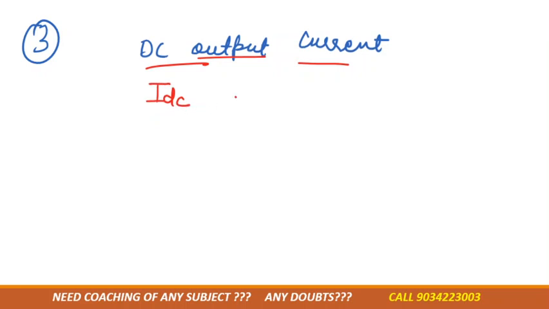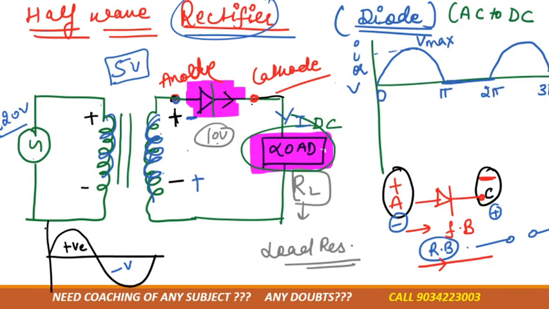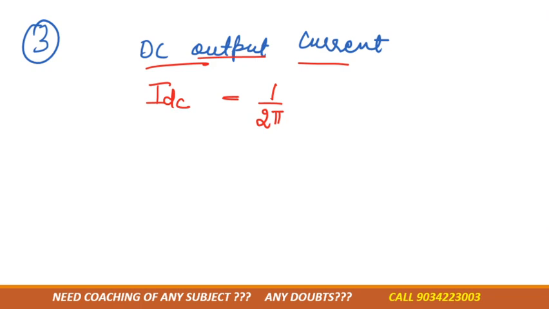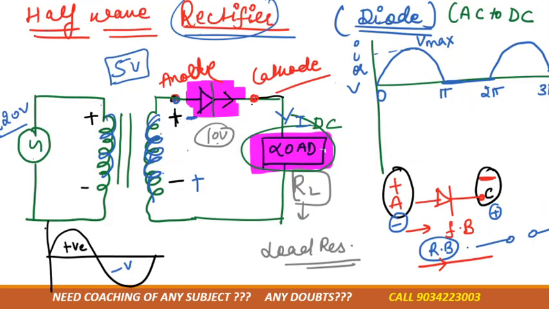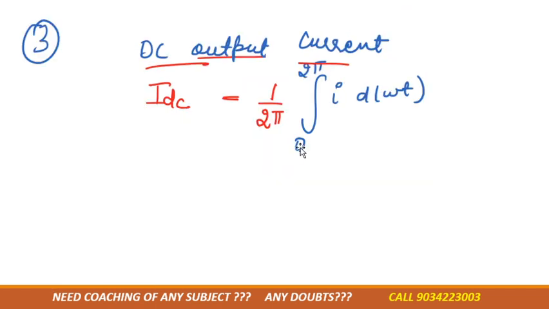Now see what is the formula for IDC: 1 by 2 pi, because one cycle completes from 0 to 2 pi. So that's why it is 1 by 2 pi, and integration from 0 to 2 pi, of Id d omega t. Why omega t? Because on the x-axis we consider the angle, and that would be omega t only, like 0, pi, 2 pi, 3 pi. It is in the form of omega t. Okay, clear?